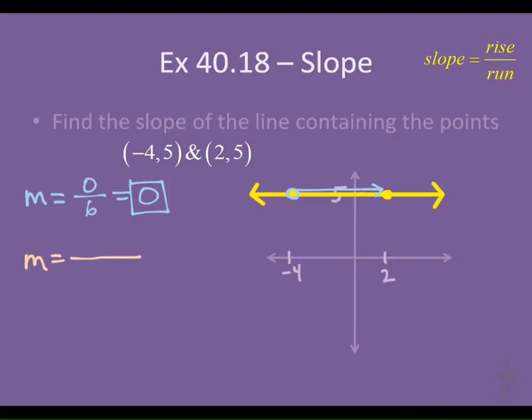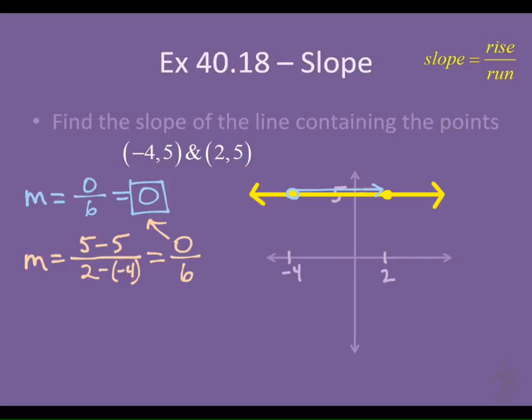Tatiana? 5 minus y over 2 minus negative... 2 minus negative 4, is that what you said? Okay, 5 minus 5 is? And 2 minus negative 4 is? And we get the same thing we got on the last one, right?